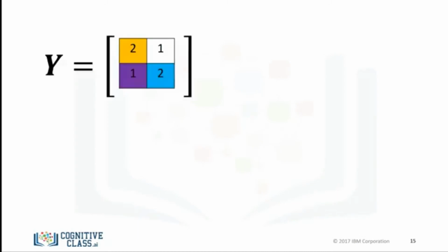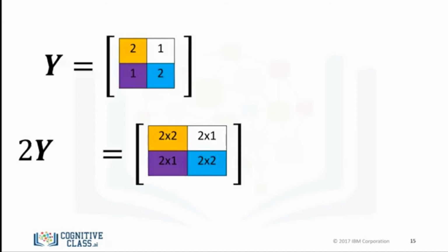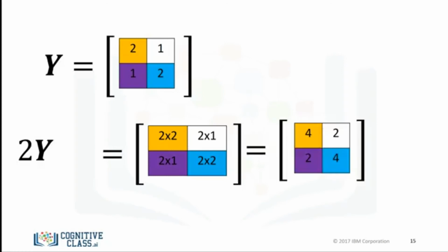Multiplying a NumPy array by a scalar is identical to multiplying a matrix by a scalar. Consider the matrix Y. If we multiply the matrix by this scalar 2, we simply multiply every element in the matrix by 2. The result is a new matrix of the same size where each element is multiplied by 2.